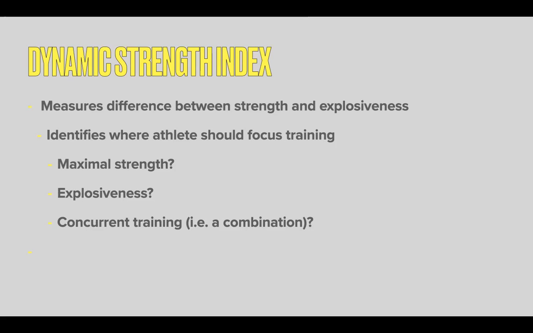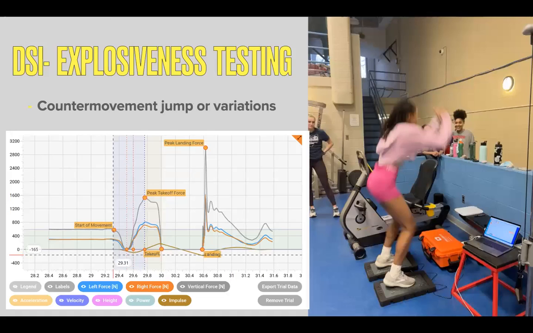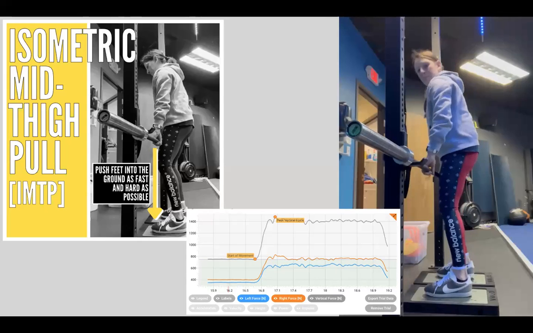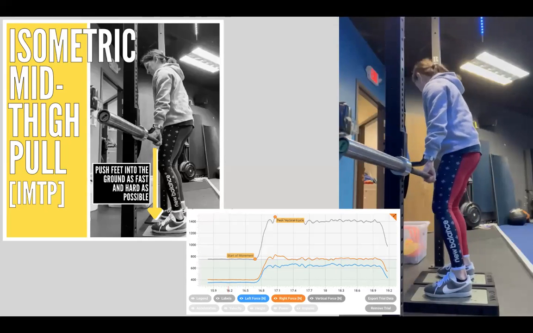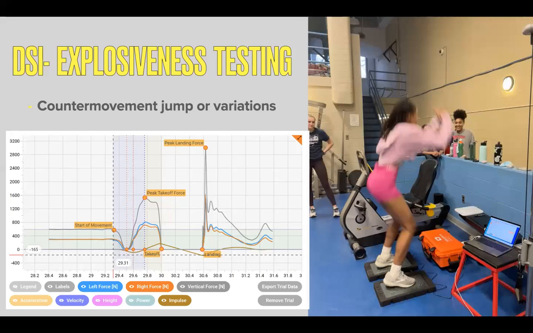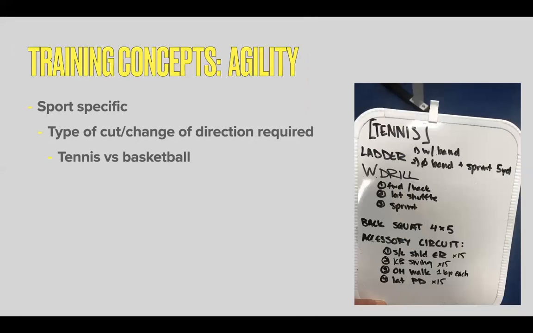Strength and explosiveness can be measured by something called the dynamic strength index, which tells the athlete where they should focus their training. It's a way that we can test. Again, I won't go into a ton of detail for time's sake, but you are basically taking a look at the strength test from this isometric mid-thigh pull, just pulling up on the bar and seeing how much force is generated there, to jumping on a force plate and looking at vertical jump, and comparing the two.